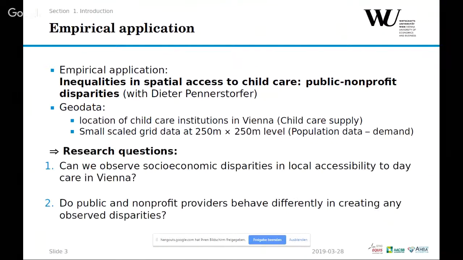And we ask if we can observe socioeconomic disparities in local accessibility to daycare in Vienna, and if public and nonprofit providers behave differently in creating any disparities.